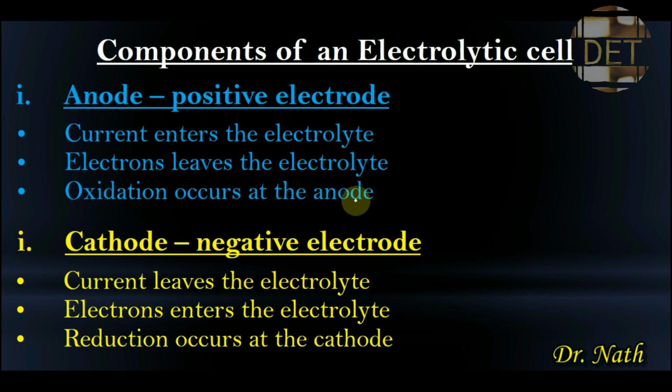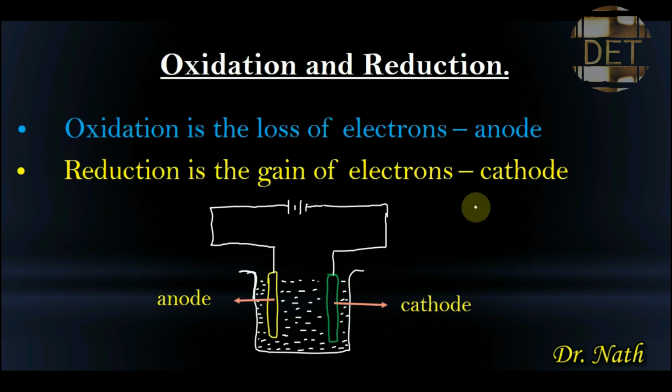Oxidation occurs at the anode because there is loss of electrons from the anode, or electrons leave the electrolyte through the anode. So in terms of electrons, oxidation is defined as loss of electrons, and like I said, it occurs at the anode. Reduction is the gain of electrons, and it occurs at the cathode.